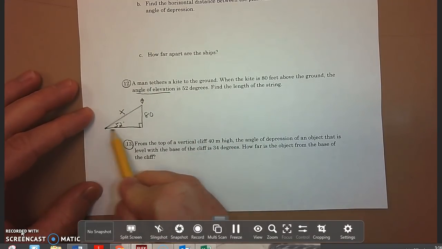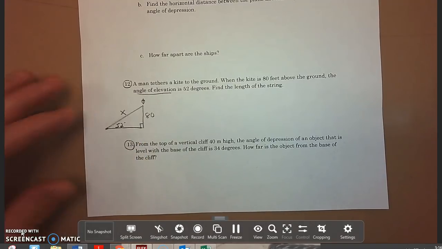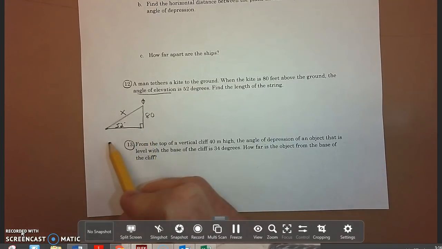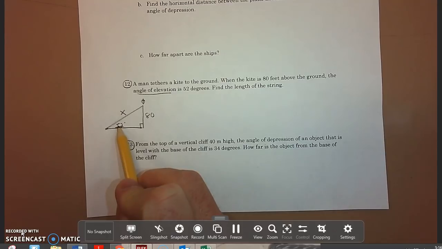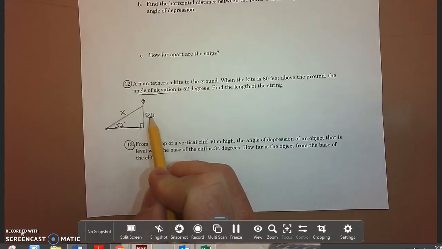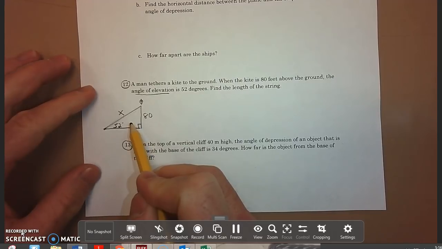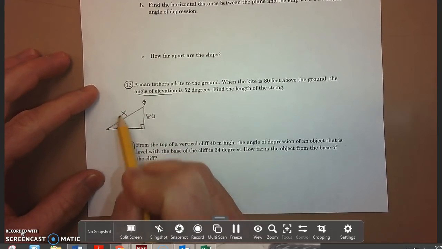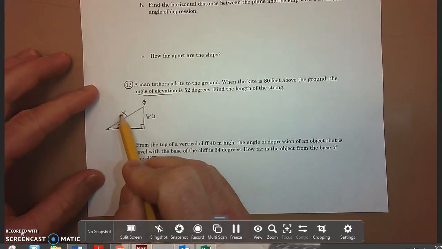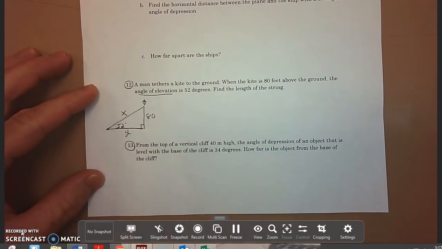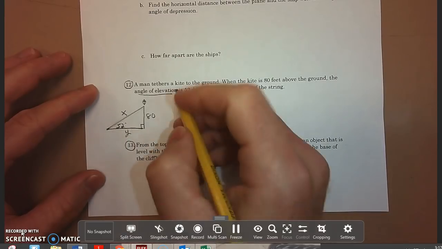I would say the most difficult part is getting the image correct and labeling it correctly. So we have angle of elevation. An angle of elevation is an angle that goes up from a horizontal line. That's why I put the 52 there. This represents height, and this represents the string. Let's solve this. We don't have a method to go directly to the x right now, the hypotenuse, so we have to find this distance down here, the horizontal distance, y. So we would have to use tangent.